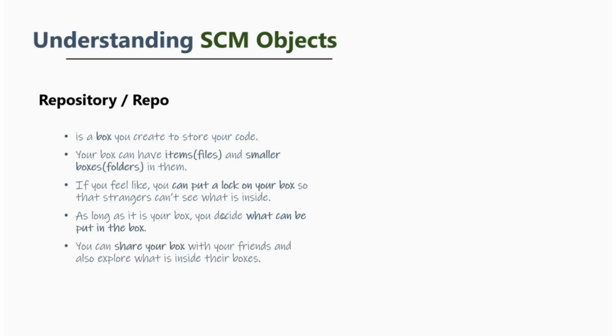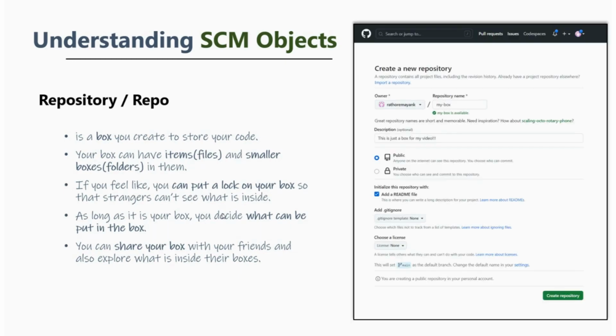You can definitely share your box with your friends and also explore what's inside their boxes, given the liberty that they trust you and they give you the option to see what's inside their boxes. Creating a new repository on GitHub could look sometimes like this, where you get a form where you can fill in a bunch of details. Trying to make a correlation between these points, we can say the box is the repository. And now the lock that we talked about in point number 3 is the switch that we can enable or disable whether you want it to be a public or a private repository.